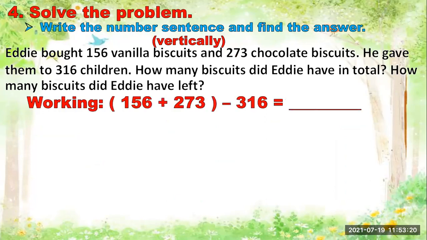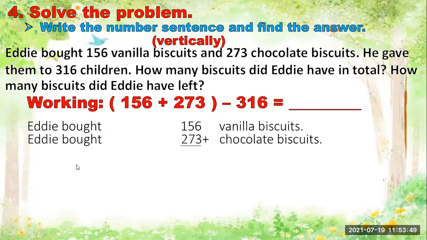Now, as you can see here, this is another one. This is vertical. A while ago, it was horizontal. So for the working, 156, write it again. 273, we write it here. 316, we write it here. So it says here, Eddie bought 156 vanilla biscuits. We just copy and write it here. And then 273, Eddie bought 273 chocolate biscuits. We just copy and write it here.